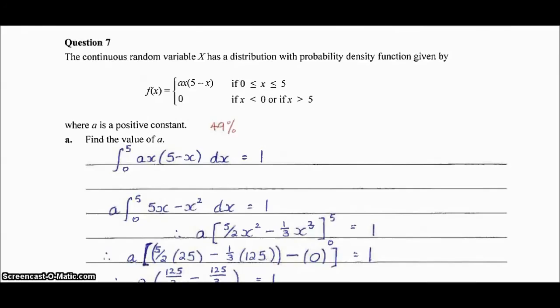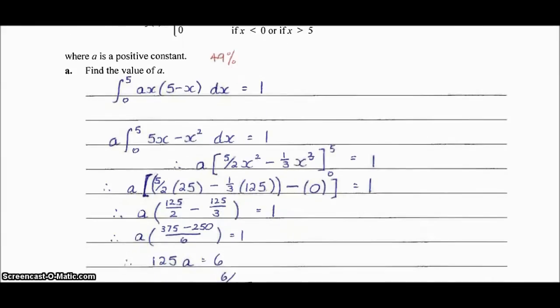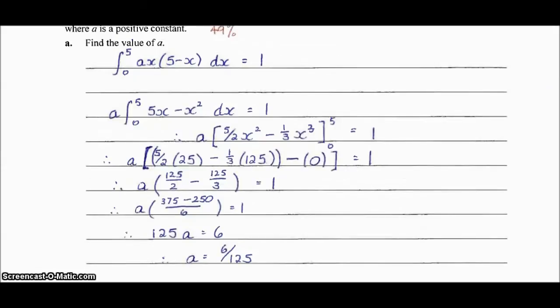Question 7, we've got a continuous random variable. So we should know enough about probability to know that the area under this is going to be 1. So therefore the integral from 0 to 5 of ax(5 minus x) has to be equal to 1. So if we evaluate that integral and solve for a, we have our answer.